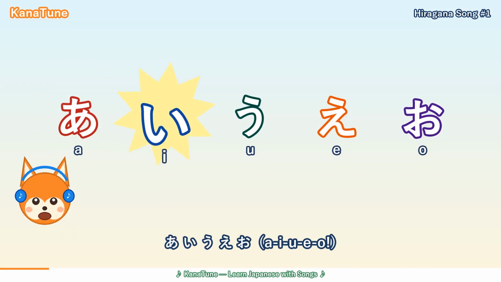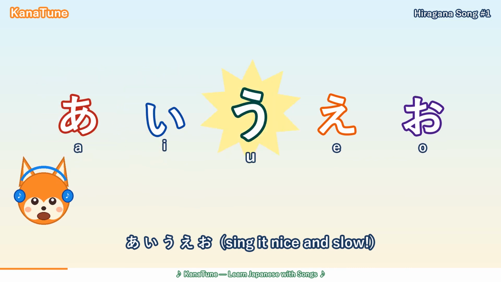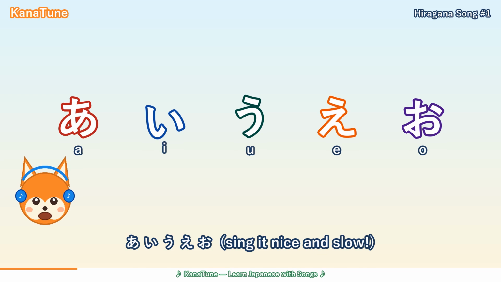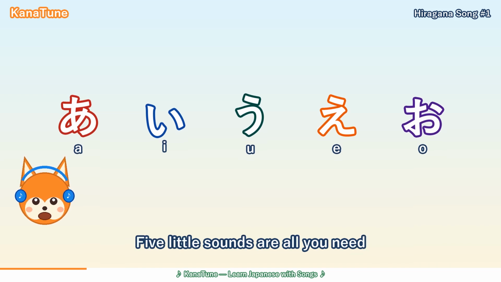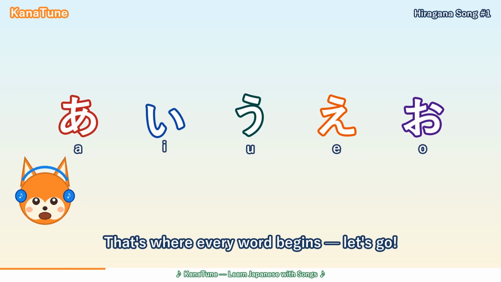A I U E O. Sing it nice and slow. 5 little sounds are all you need. That's where every word begins. Let's go.